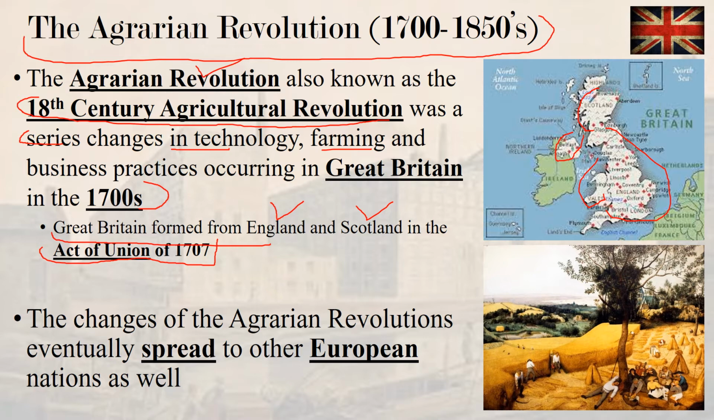The changes of the Agrarian Revolution, all these changes eventually spread all over Europe and eventually to other nations as well. But they spread first to Europe, which will give Europe an economic advantage for the next century and a half. And most of these changes we're talking about, you do see in the world today. So it's a very easy thing to talk about this as an enduring issue.